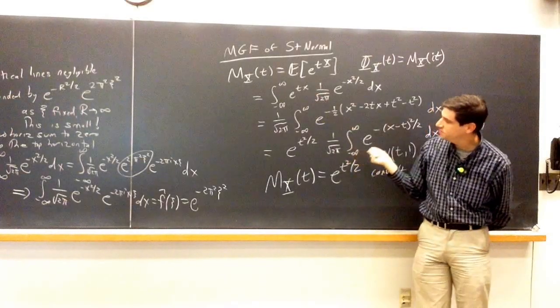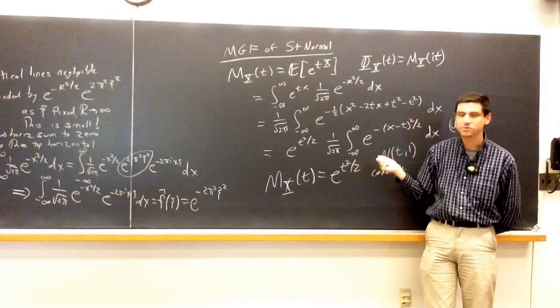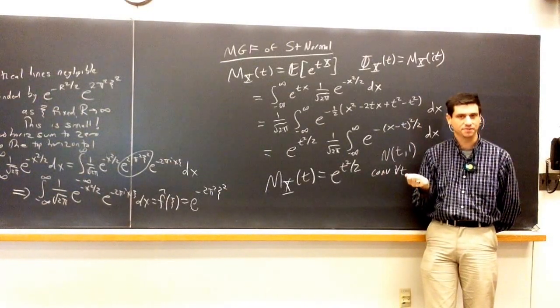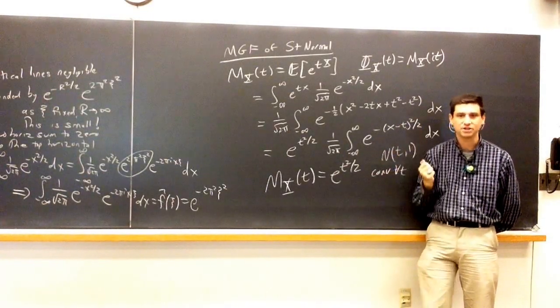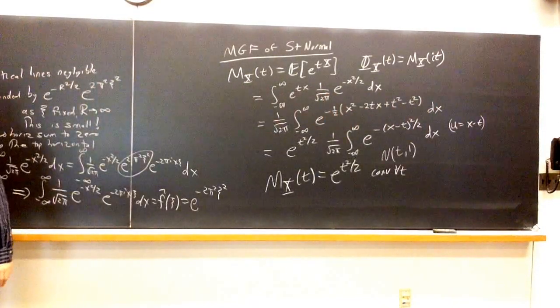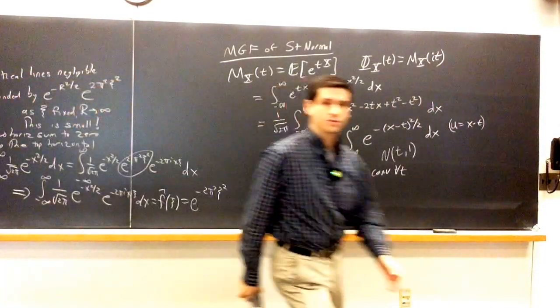The moment generating function to me is a little bit more conceptually nice. When I think of probability distributions, I think of moments. And if I understand the moments, I think I should understand the distribution. Okay. Any question about what we've done so far?